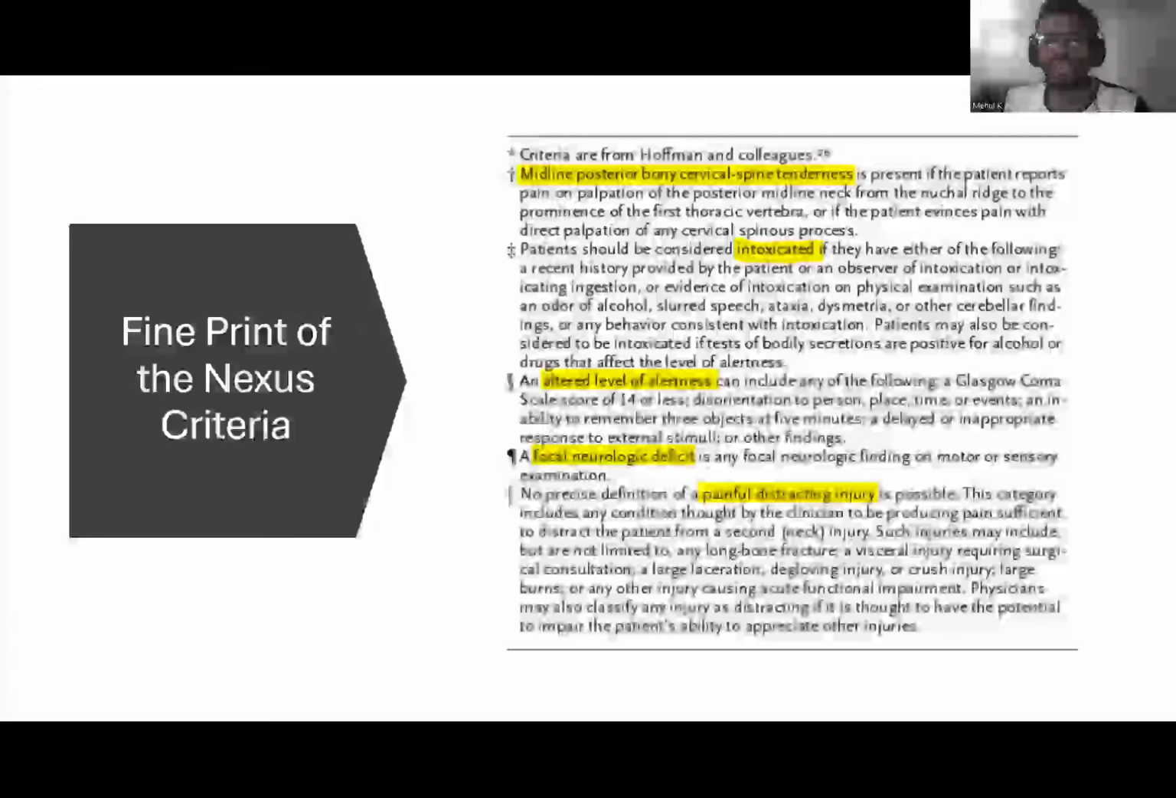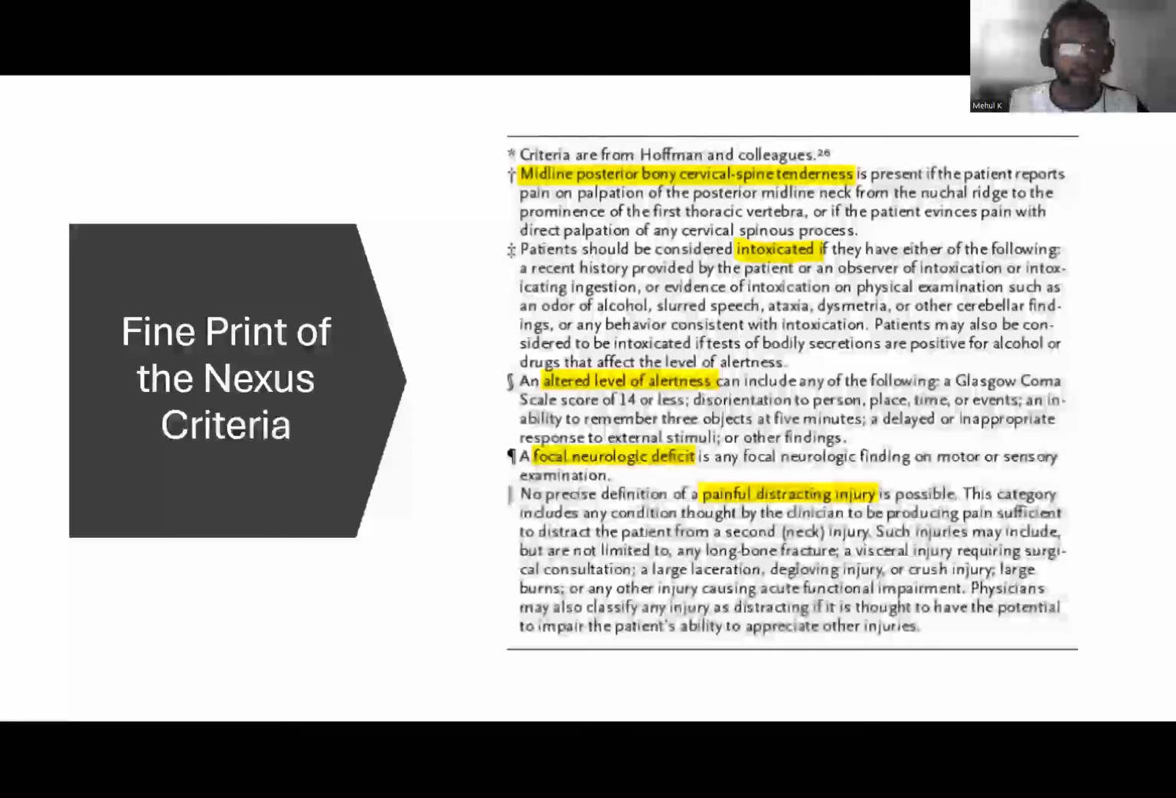So this is the fine print of all of these things. Most sources, including ATLS, only mention a one-liner for the different points. But there are some things you ought to be aware of. What do you mean by intoxicated? As per this criteria, intoxicated is not just abnormal behavior. Even the smell of alcohol on the patient is included as intoxicated.